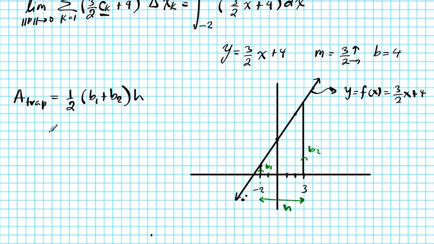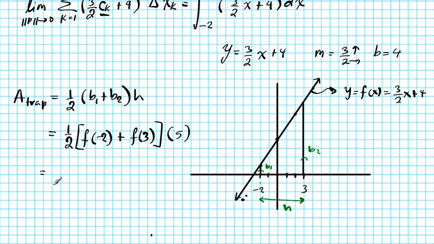So this is basically going to be 1/2 times, to find B1, f of the lower bound of integration, which is negative 2, f of negative 2, plus B2, which is f of 3, the upper limit. And then the height is the distance from here to here, which is 1, 2, 3, 4, 5, which is 5, times 5. Okay. All right, let's find out what these are.